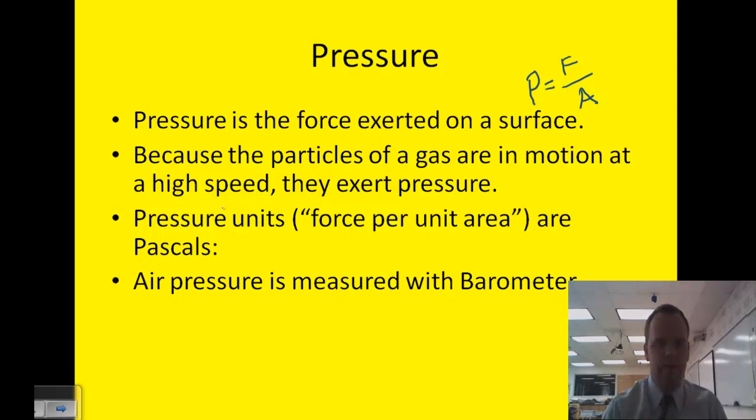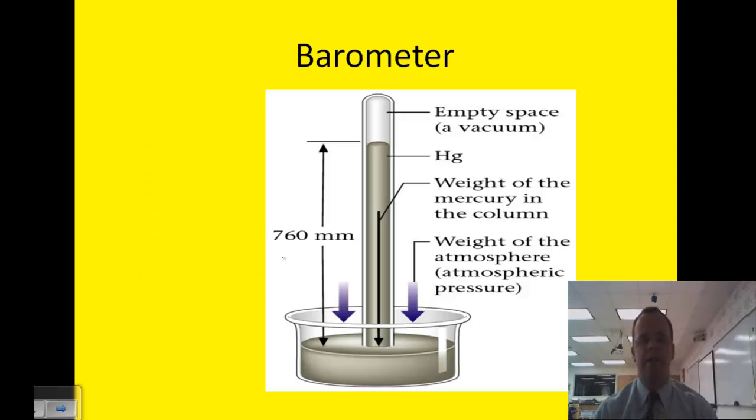Pascal for pressure will be the symbol capital P, lowercase a. Now, a barometer is the main item, the most common item used to measure pressure. And you actually hear, if you listen to the news a lot, the idea of barometric pressure.